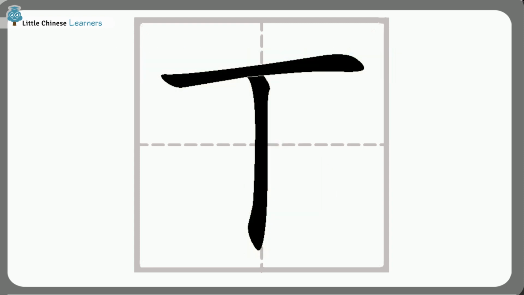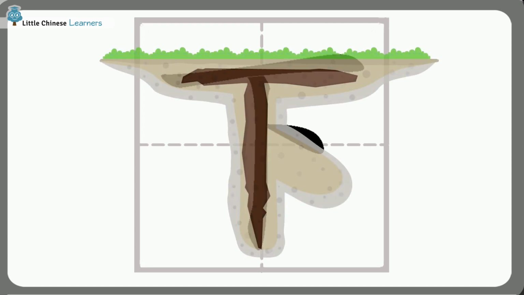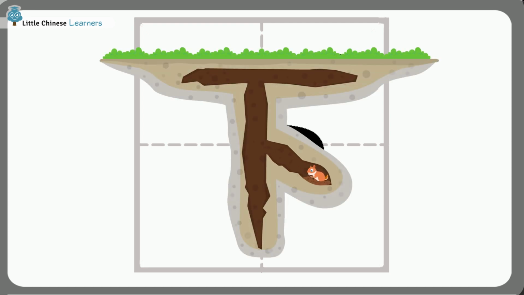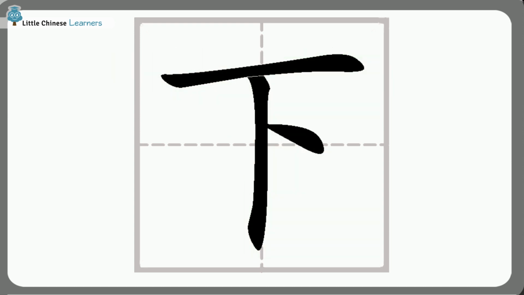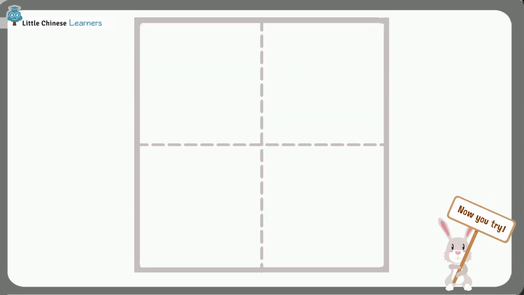And finally, the same prairie dog decides to make another tunnel to the right. That's how we write 下. Now you try.